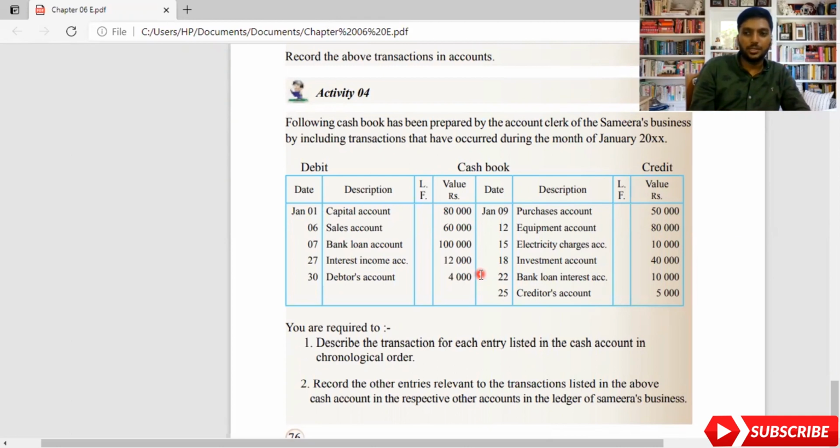Chapter 6 is a bit easy. Try it out, guys, before doing this chapter. If you do not understand the double entries, please learn chapter number 5 and chapter number 4. That's more than enough for you to do chapter number 6. See you in the next video explaining chapter number 7.